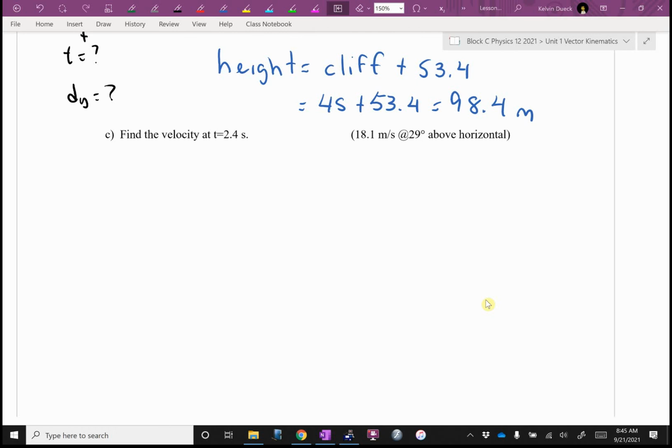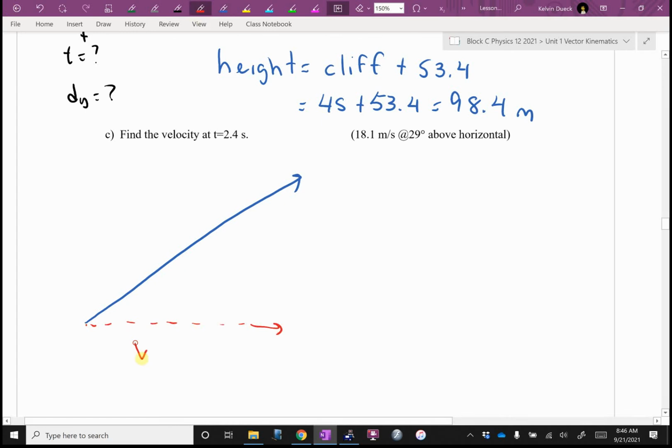Are we on the way up or on the way down? I think the velocity looks something like that, at an angle. I'm going to start out horizontally and then vertically, because we always measure velocities from the horizontal. So I'm going to go Vx first. And Vy, I'll call that Vy final, because the final right now is 2.4 seconds.